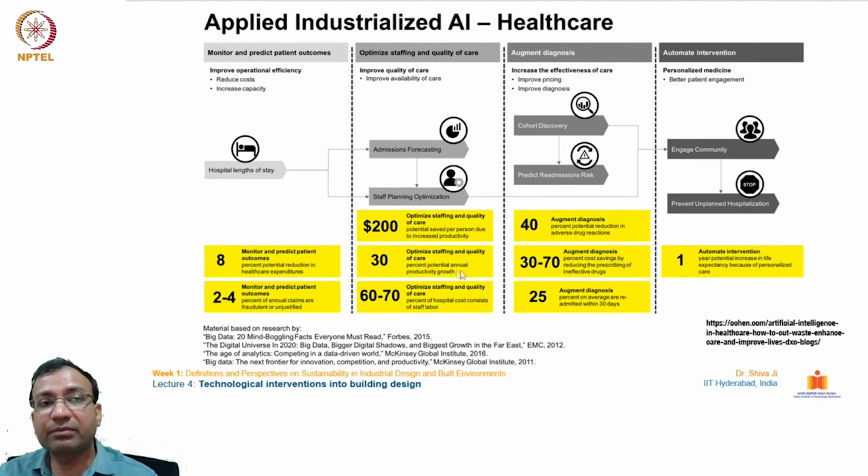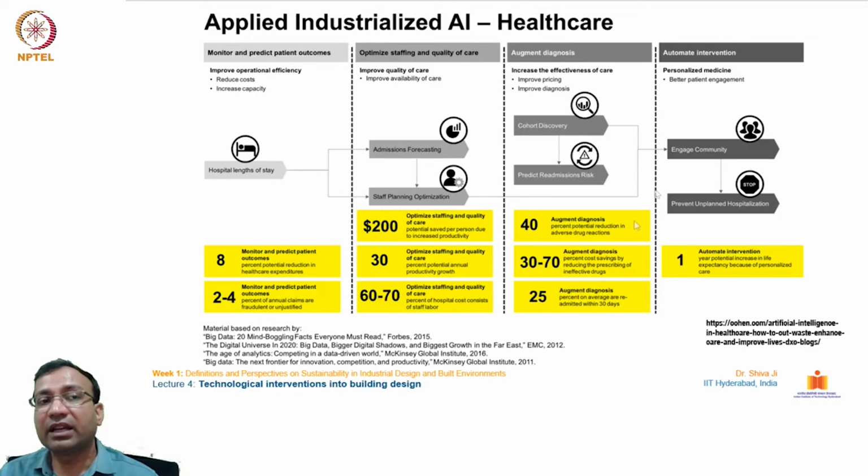Further on this, a 30% potential annual productivity growth can be achieved. Further, 60 to 70% of hospital cost consists of staff labor, so this can be minimized significantly, or at least optimized for better output. So this modeling would be very helpful in optimizing the staff of the hospital. Further, on augment diagnosis, there is a 40% potential reduction in adverse drug reactions, 30 to 70% cost savings by reducing the prescribing of ineffective drugs, and 25% on average are readmitted within 30 days. So this also can be prevented.